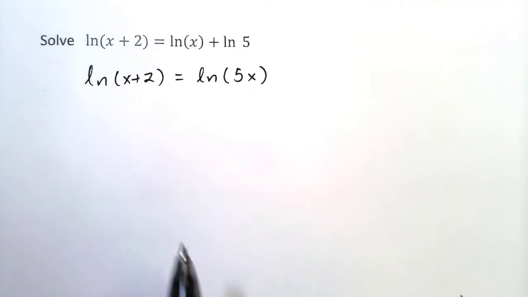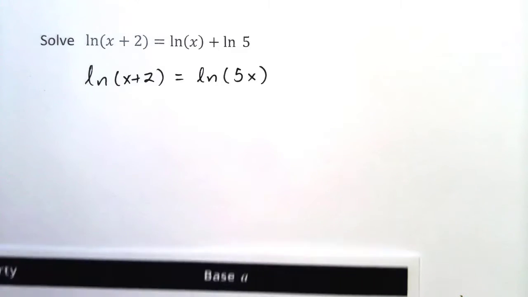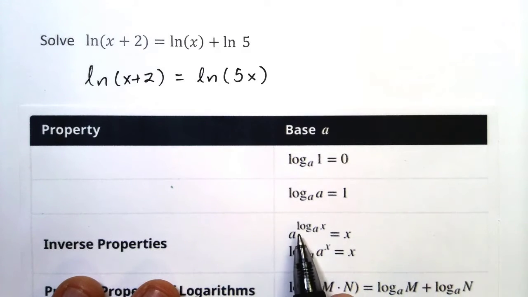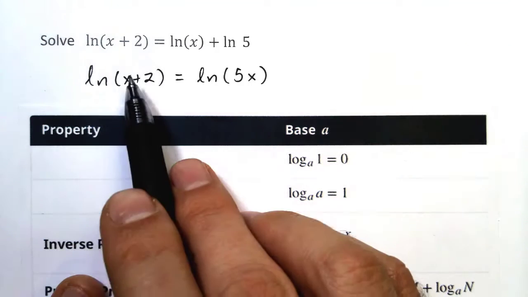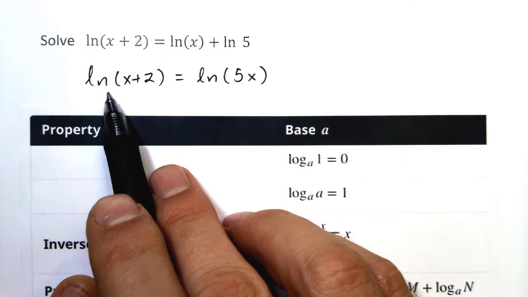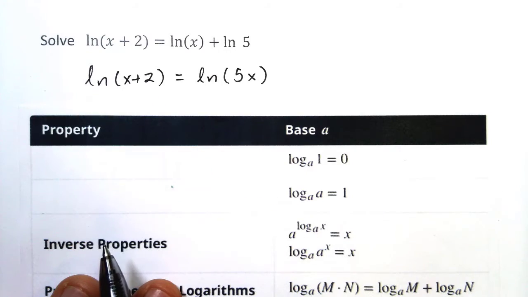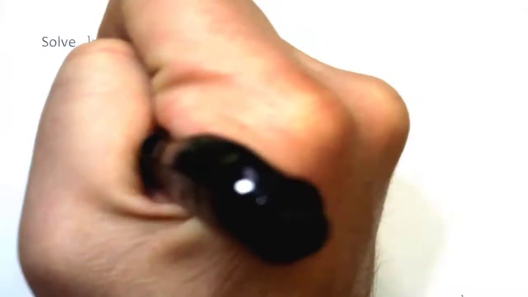And now I have a log on the left and a log on the right, a single log on each side. So now I can apply my inverse property. So what I'm going to do is put the logs as an exponent on the same base that they are logarithms with respect to. Well, natural log is log base e, so I'm going to write each side as an exponent on e.